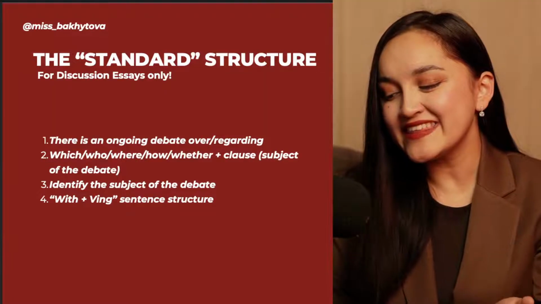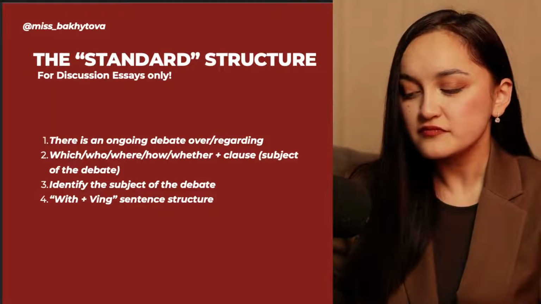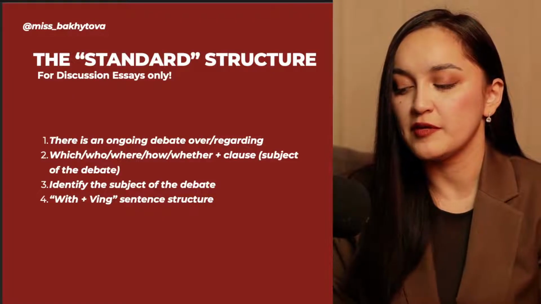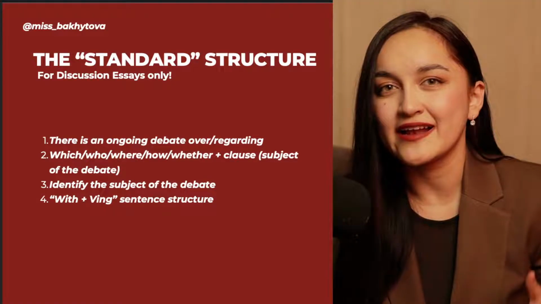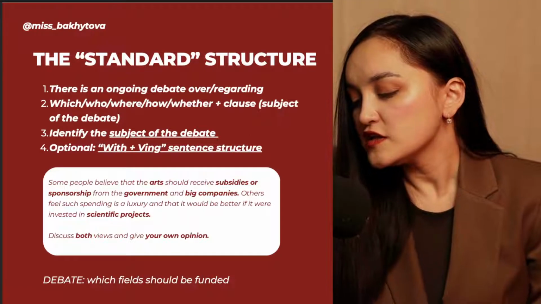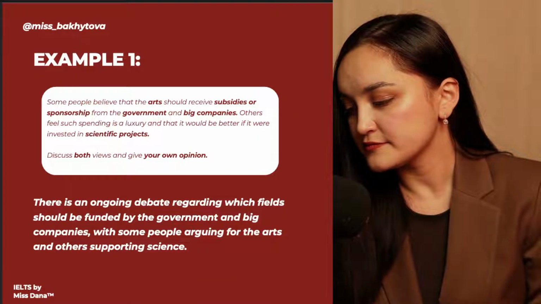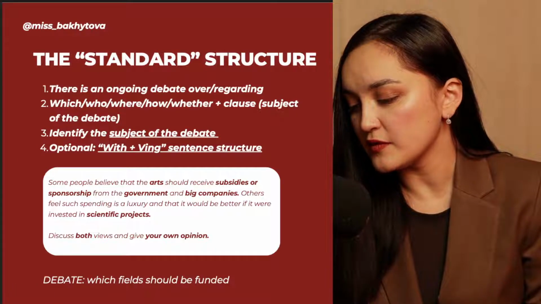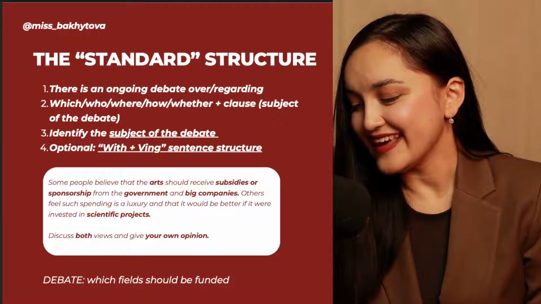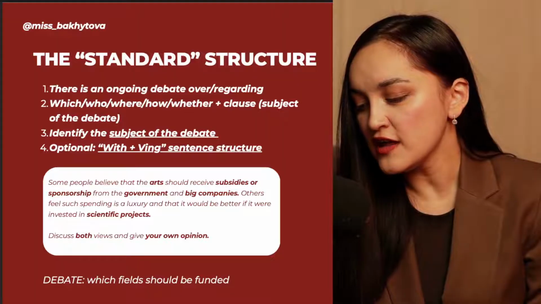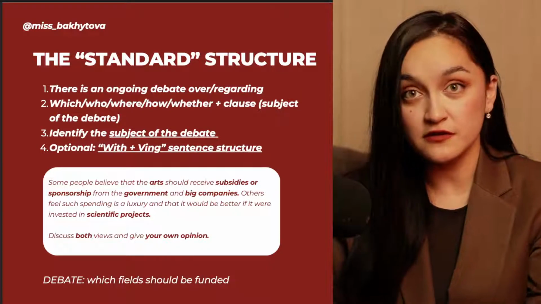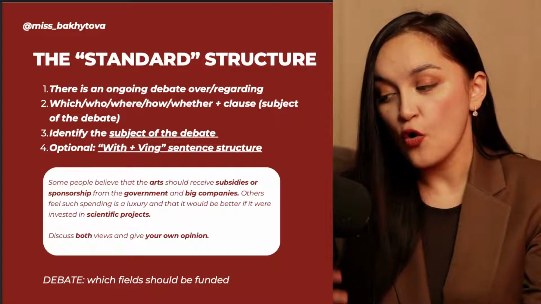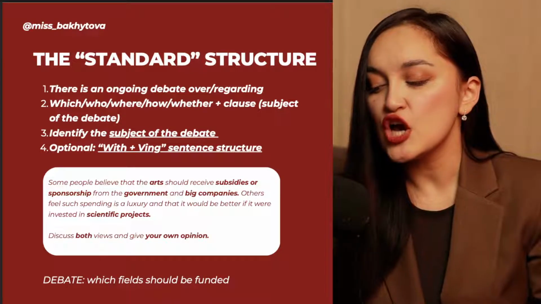And with plus verb ing sentence structure. I will show you an example and you'll understand what I mean by that. The last part is kind of optional, so you may want to skip that and instead go to the thesis statement straight ahead. So let's take a look. This is an example. Yeah, okay, so this part is kind of optional. So let's identify the debate over here. The debate is which fields, either the arts or science, right, scientific projects, should be funded.